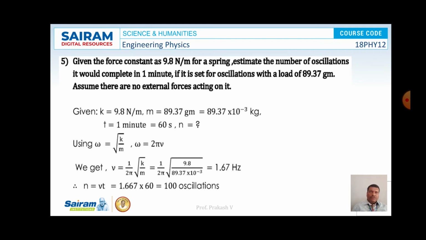So what is the value of N that we have to calculate now? Using the formula omega is equal to square root of K by M, and omega is equal to 2 pi mu. So mu is nothing but 1 by 2 pi into square root of K by M. Substitute the values of K and M here. On simplification, the value of mu is equal to 1.67 hertz, so N is equal to mu into T, that is 1.667 into 60, that is equal to 100 oscillations. That's the value of N.